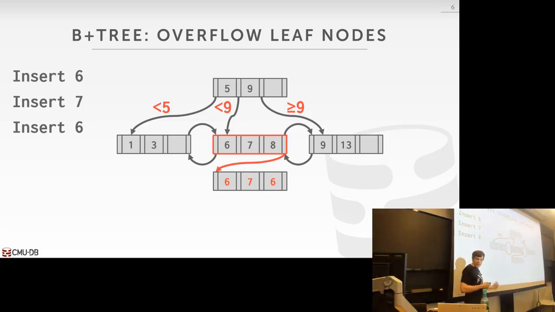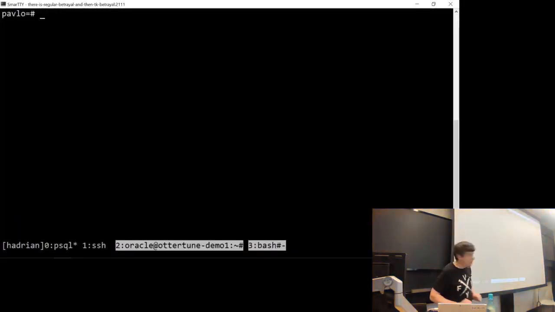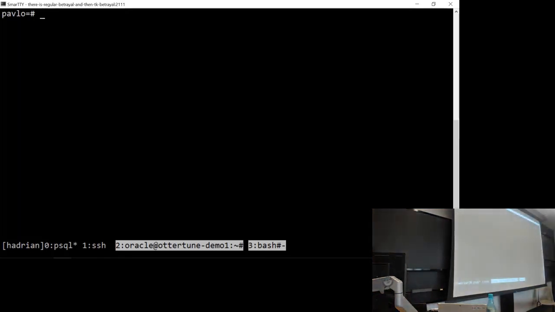All right, cool. So let's do a demo, because we didn't get to do this last time. We're going to do Postgres, and I just want to show the difference between a B plus tree and a hash index. All right, let me turn this off. All right, cool. Let me log in over here.